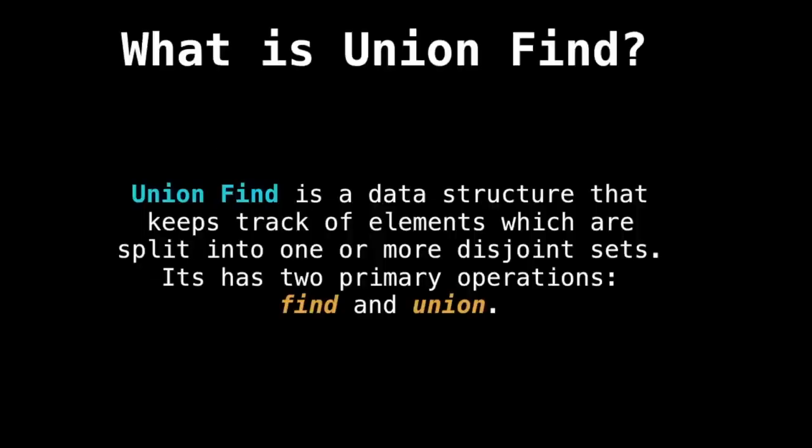Okay, let's dive into some discussion examples concerning the union find. So what is a union find? The union find is a data structure that tracks elements which are split into one or more disjoint sets. And the union find has two primary operations, find and union. What find does is, given an element, the union find will tell you what group that element belongs to. And union merges two groups together.